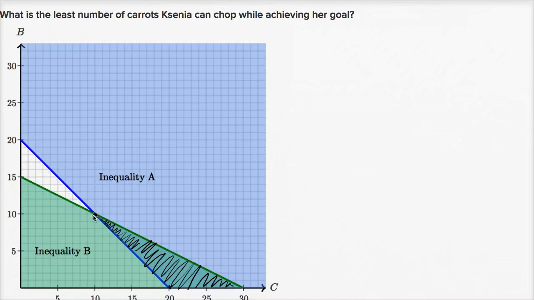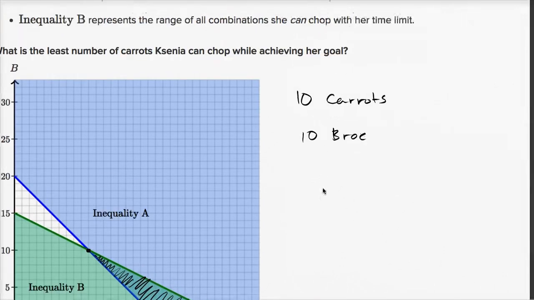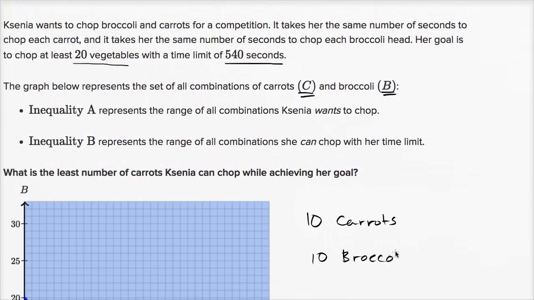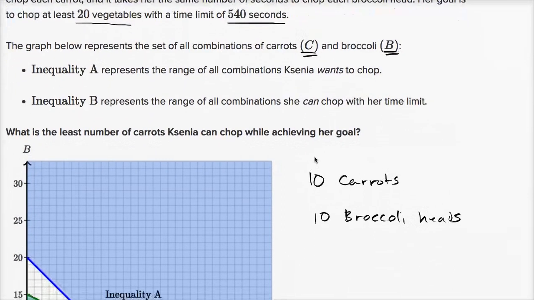So this point right over here, 10 carrots and 10 broccoli heads actually meets her goal. So let me write that down. 10 carrots and 10 broccoli heads. So that's the least amount.